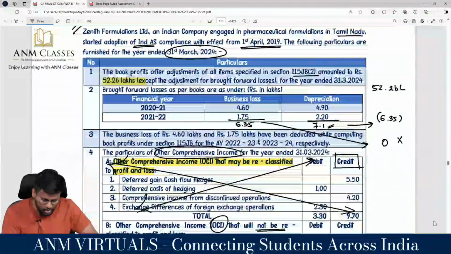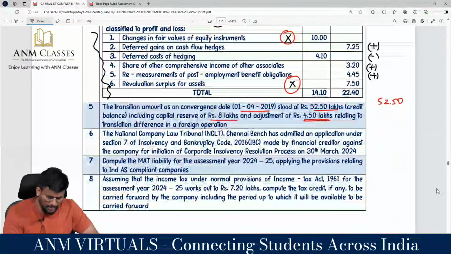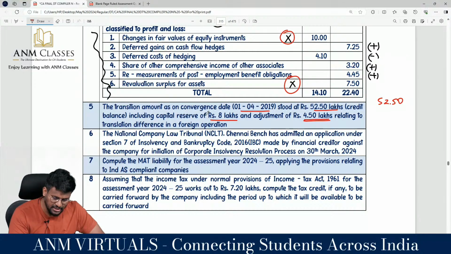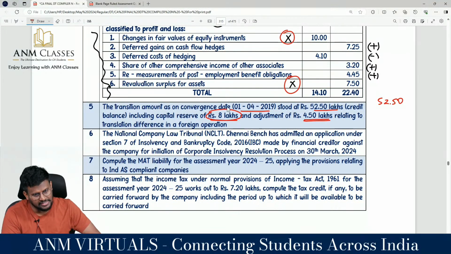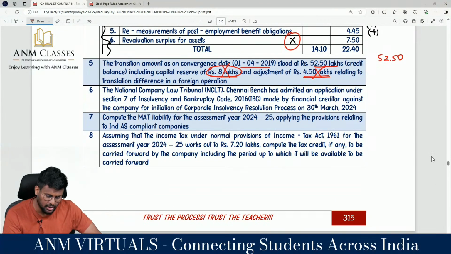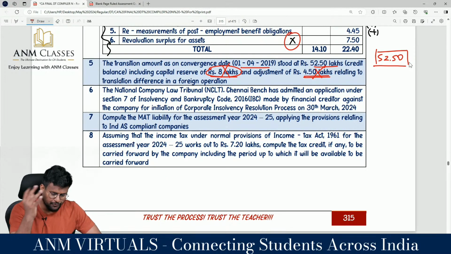So my dear lovable students, the transition amount as on conversion date stood at 52.5 lakhs credit balance, including capital reserve of 8 lakhs. So this capital reserve we have to remove. And adjustment of 4.5 lakhs relating to translation difference in foreign operation, these two should not form part of the transition amount. So we have to purify the credit balance in the transition amount, then we have to make whatever adjustment.